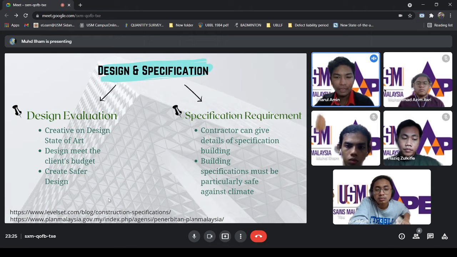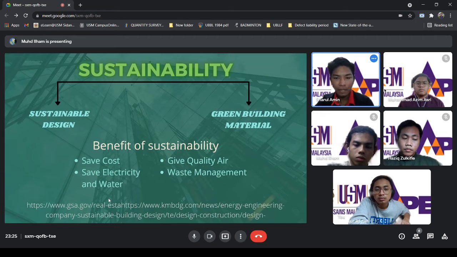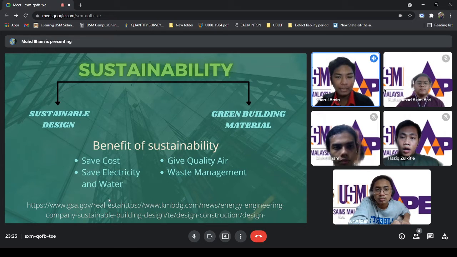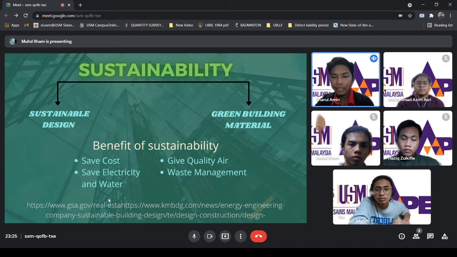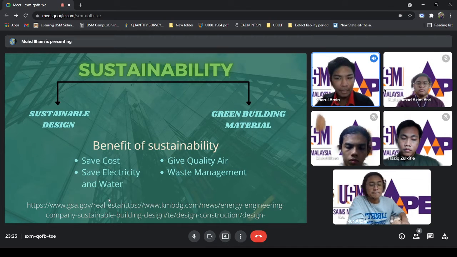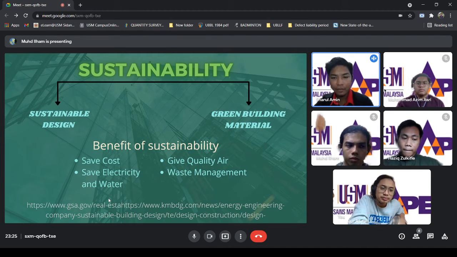Okay, that's all about design and specification. Let's move to the next criteria. Alright, I will present about sustainability. Sustainable design and green building material is a sub-criteria for this sustainability. Before I go into detail on the sub-criteria, I will first explain the benefits of using sustainability.